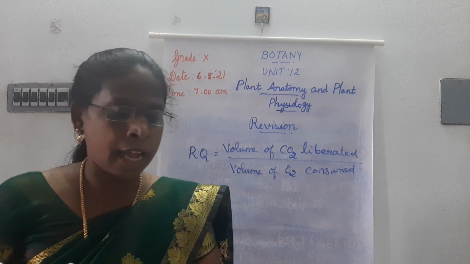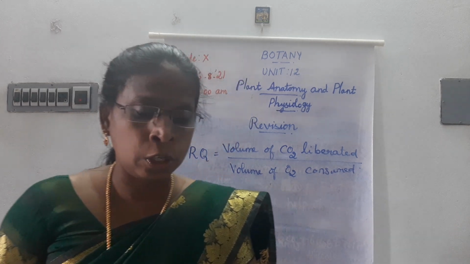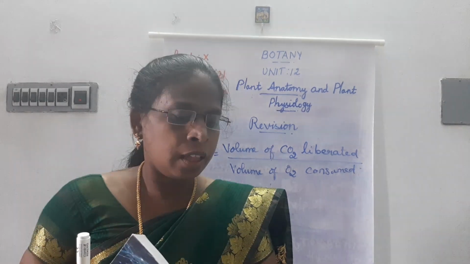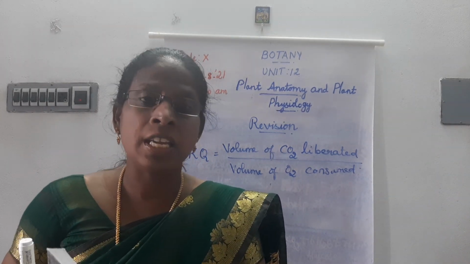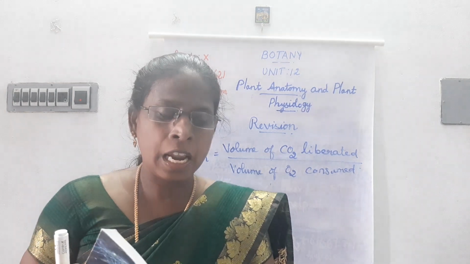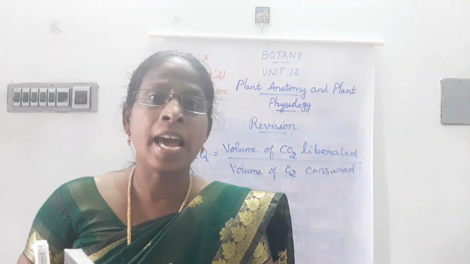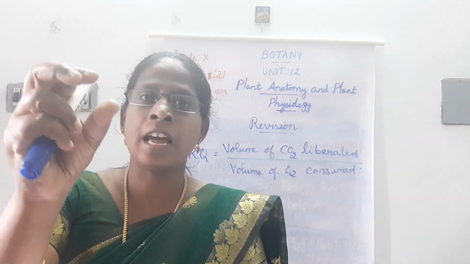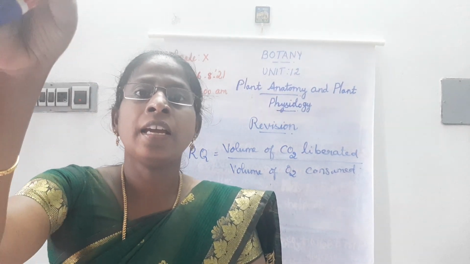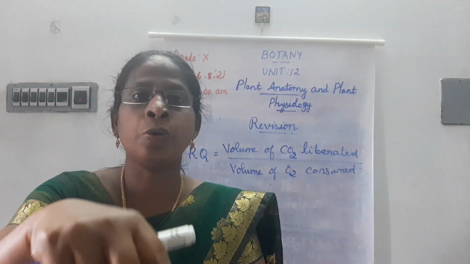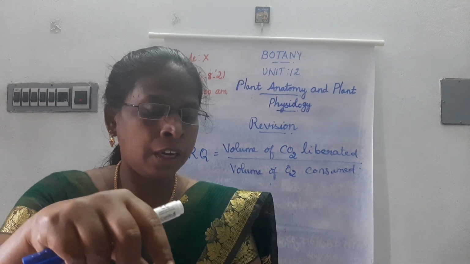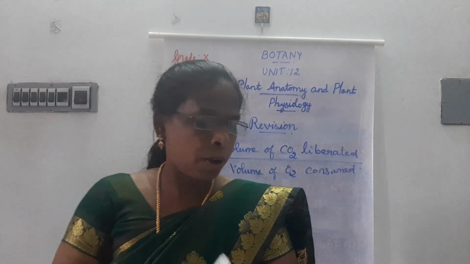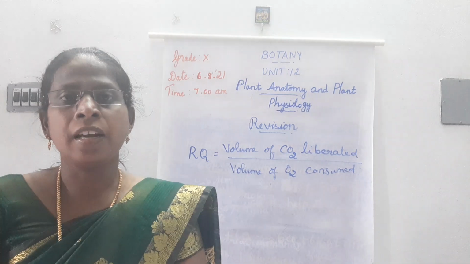So the answer is: the light dependent reaction uses light energy to make ATP and NADPH2. The light independent reaction uses the energy of ATP and NADPH2 derived from the light dependent reaction. So the light dependent reaction occurs before the light independent reaction.